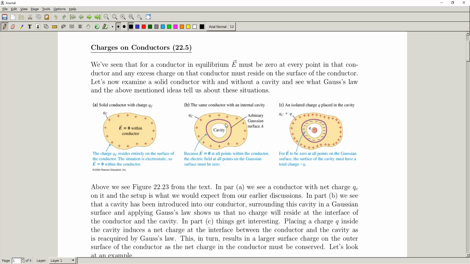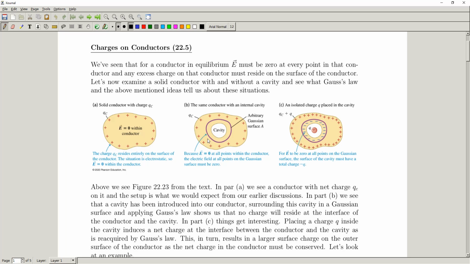If we wrap the inner cavity in a Gaussian surface and take a look at the charge enclosed in this Gaussian surface, we can see that the net charge enclosed has to be zero. And why is that? Because if that wasn't the case, if there was some net charge in here, Gauss's law would tell us that at this surface there would have to be some electric flux, which means some electric field at that point. And we know there can't be an electric field at that point.